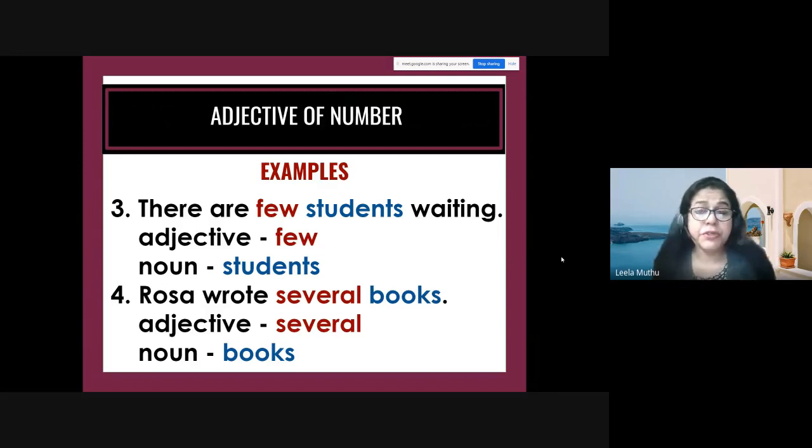How many students are waiting there to see me? There are a few students. I haven't counted them, but there are few. This is to say it in a more general way, but still describes how many of the noun are there. Then you have Rosa wrote several books. Actually, I don't know how many books she wrote, but she wrote several, I think. Several means not too many, but at least about 7 or 8, 10 maybe, books. So it describes how many books she has written.